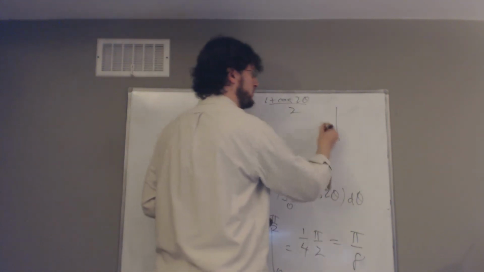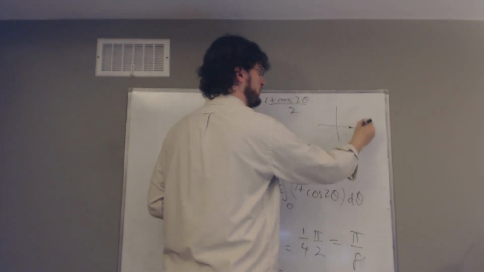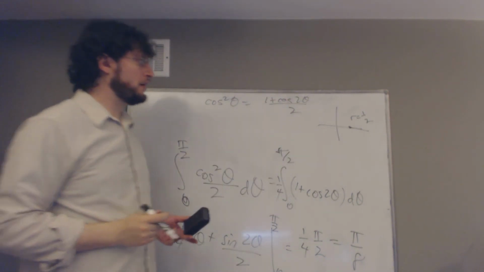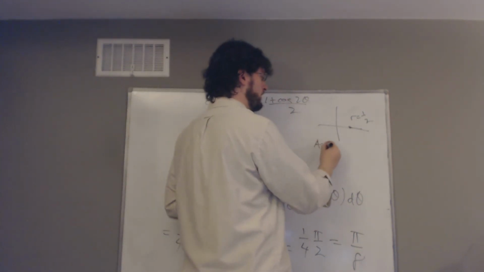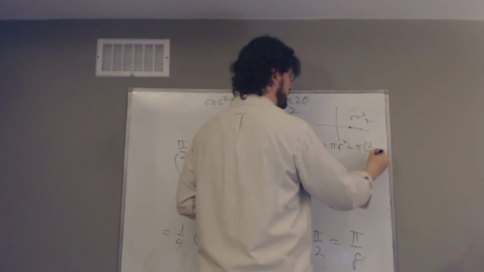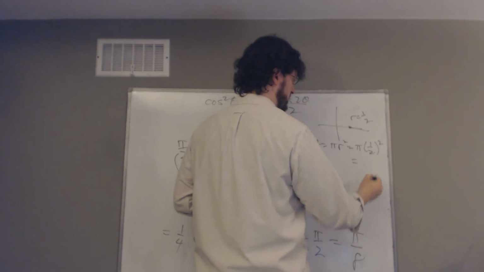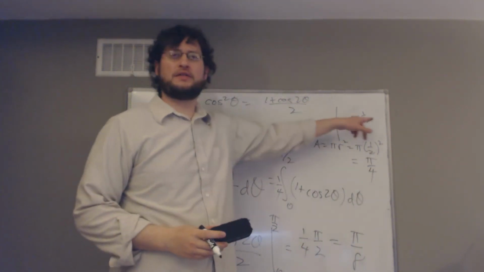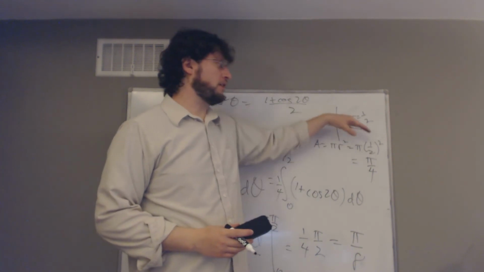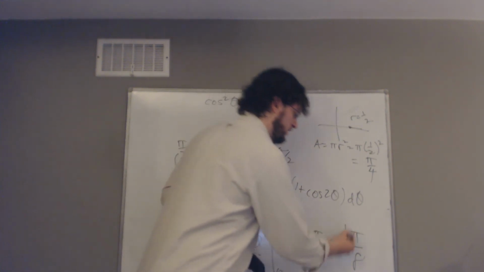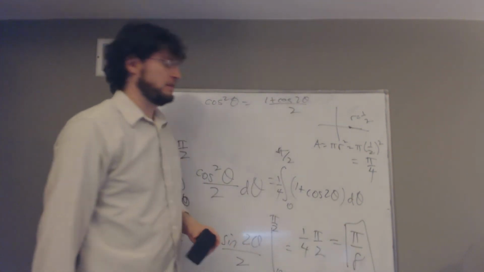But remember, this was the circle centered here, but the radius was 1/2. So if the radius is 1/2, the area is pi r squared, which is pi times 1/2 squared, which is pi over 4. That would be the area of the entire circle. If I wanted just the area of half the circle, I'd have to divide by 2, and I'd get pi over 8, just like we did here.